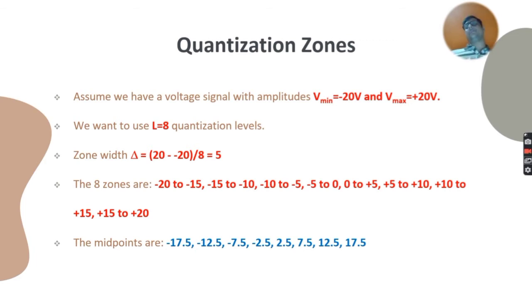And what are the midpoints? We have to identify these midpoints, because these midpoints are going to be assigned a binary value. So for minus 20 to minus 15, the midpoint is minus 17.5. Minus 15 to minus 10, the midpoint is minus 12.5. Then minus 10 to minus 5, the midpoint is minus 7.5. Similarly, 5 to 10, like this, you have to identify the midpoints. So these are the midpoints through which we will assign the binary values.